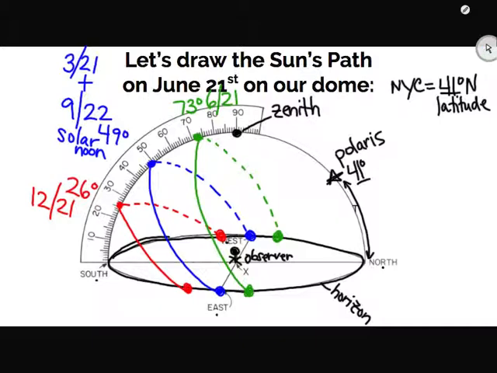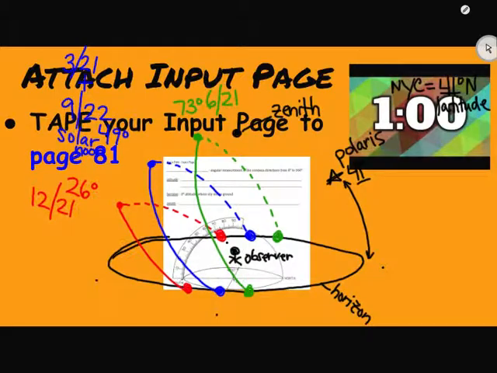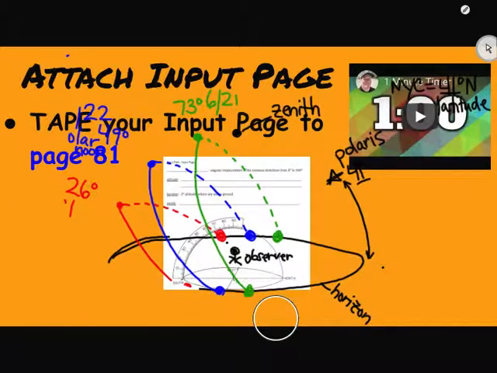And that's it. So now we've got a really beautiful model of those 4 special days, the solstices and the equinoxes, and where the sun rises, the highest point that it gets up to, and where it sets. So you should attach that to your input page on page 81.